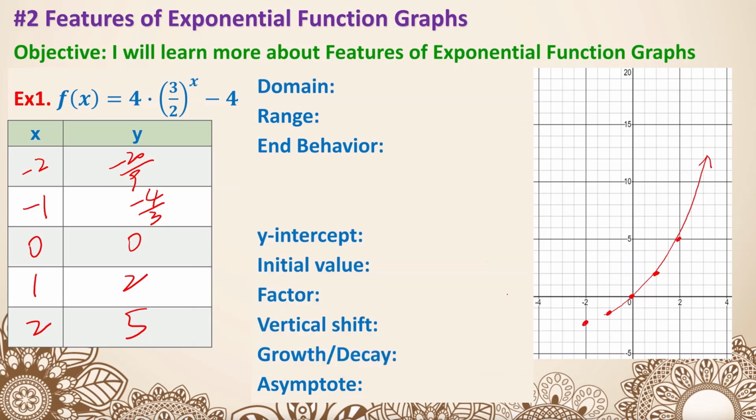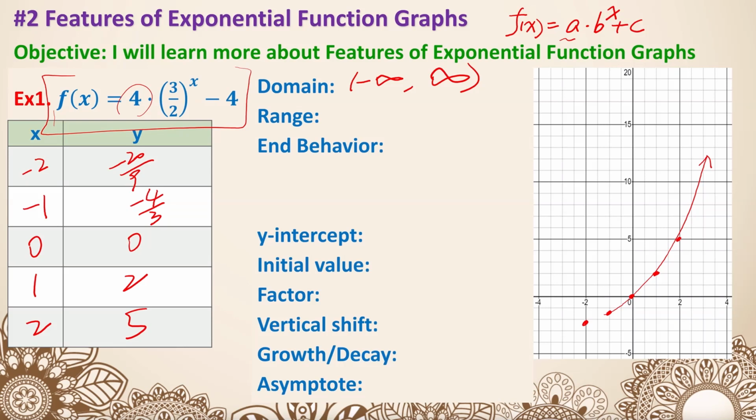So let's actually go over a few of the features. Domain, quite easy. Negative infinity, positive infinity. That's always the case. The rest, well, let's start with the initial value, factor and vertical shift, because as soon as you see a function, you can easily identify these things. Let me write the function form on the top again. f(x) equals a times b to the x power plus c. A is our initial value. It's the number in front of the base and the exponent. So in this case, initial value is 4. Factor is the base that has the exponent x. So in this case, 3/2. Vertical shift is the number on the end. So in this case, -4.